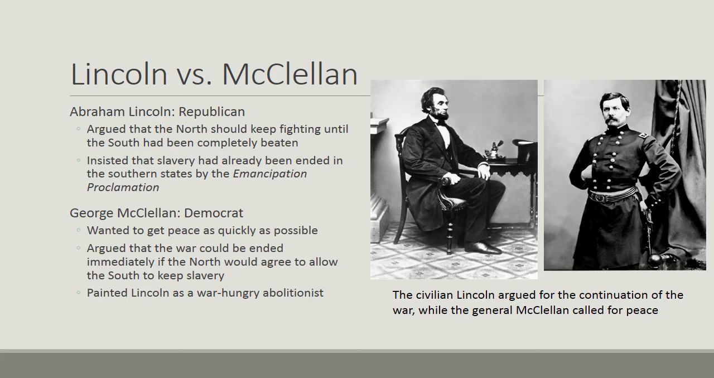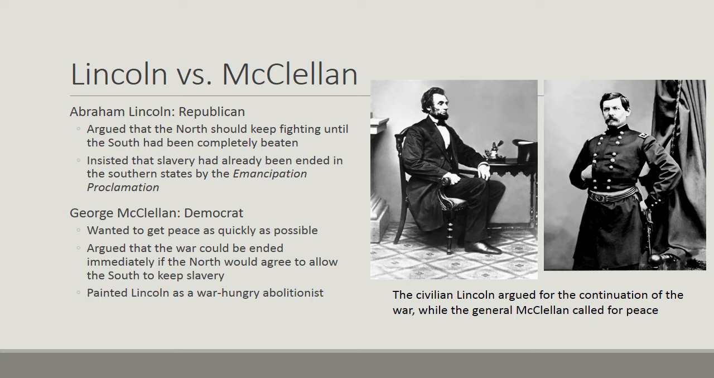The election of 1864 was between Abraham Lincoln and George McClellan. Abraham Lincoln, whom we already know, was a Republican, and he argued that the North should keep fighting until the South had been completely beaten. He also insisted that slavery had already been ended in the South by the Emancipation Proclamation, and that it would be impossible to return anybody to slavery since that document had already been published. Basically, slavery was already over.